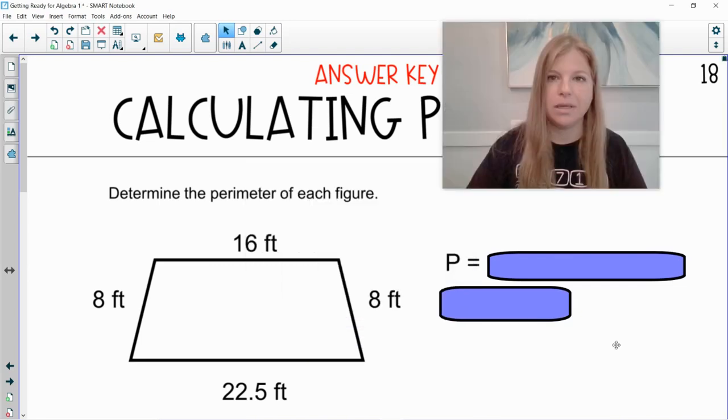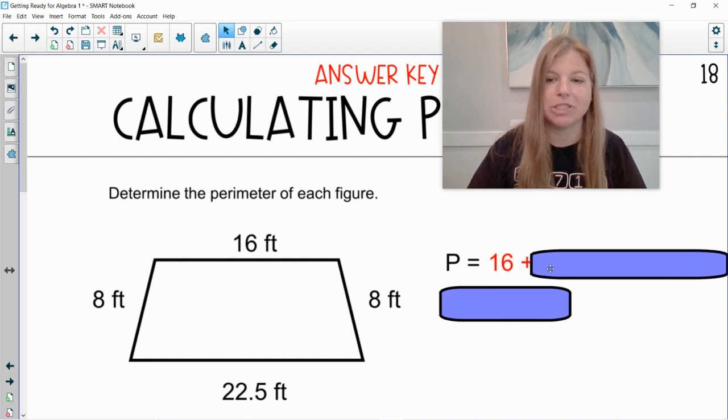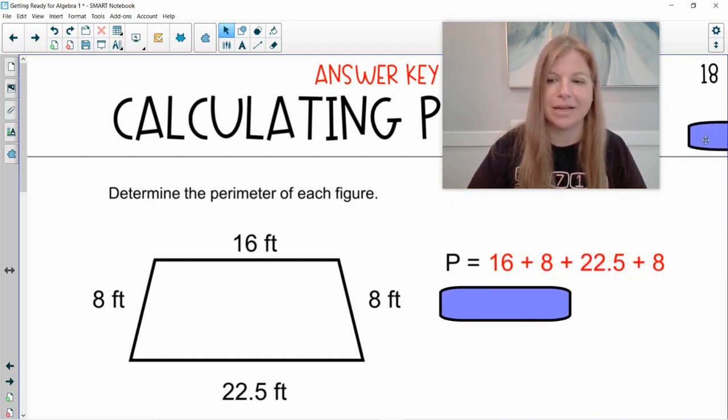Let's take a look. So in this first figure, we just determine the perimeter of each figure. If I wanted to find the perimeter, I'm simply adding up all four sides of this quadrilateral. So I'm just doing 16 plus 8 plus 22.5 plus another 8. Okay, you would go ahead and do the math.